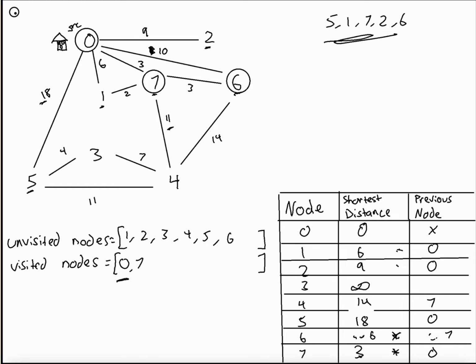Yeah, so we can go through node 6, which is 10 plus 14. That's going to give us 24, which is not better than our current shortest distance here. So we're not going to do anything with that. And 6 doesn't get us anywhere as well. Okay, so I'm going to add this to our visited nodes and then remove that.